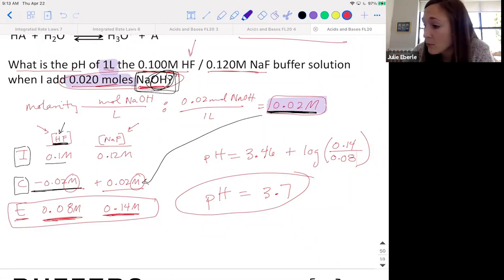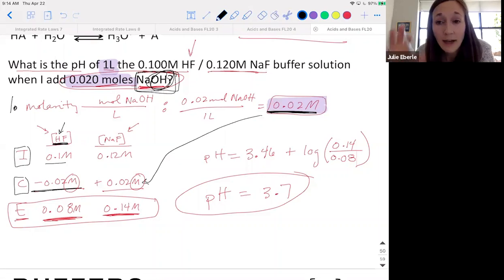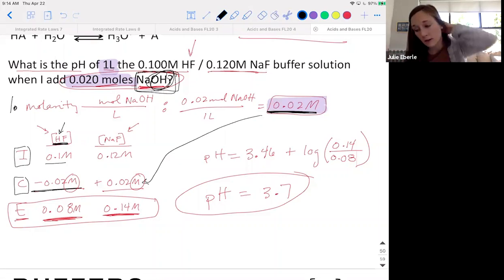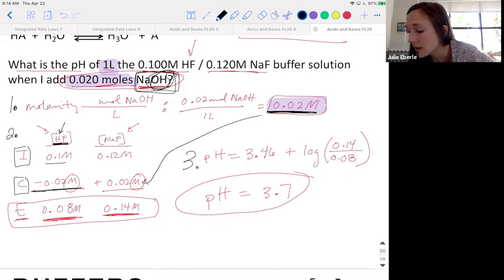Okay. So step 1 here is always, number 1, calculate the molarity of your strong acid or base that's threatening to affect the pH of your buffer. Step number 2, once you get the molarity of that substance, set up your ice chart. Plug in your initial, plug in how they change, okay? Get the new equilibrium concentrations and you plug those. Step 3 is you take those new equilibrium concentrations and you plug them into your Henderson-Hasselbalch equation.